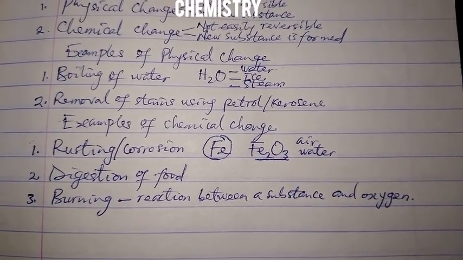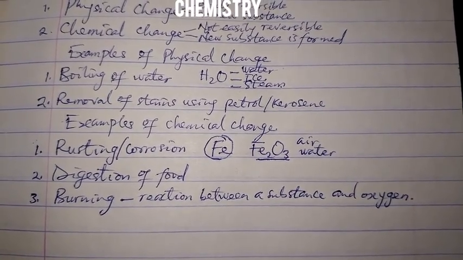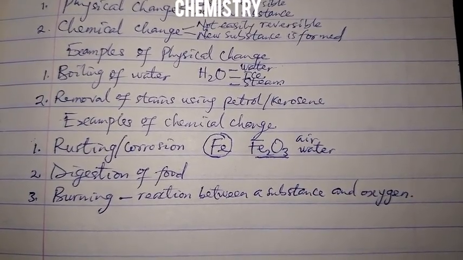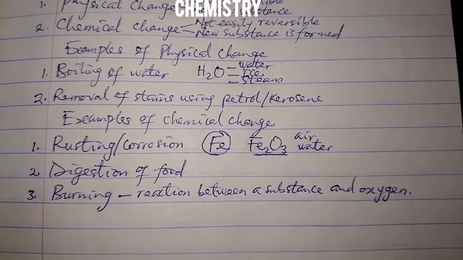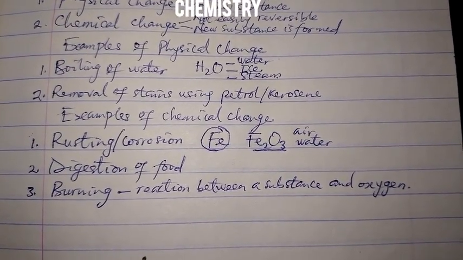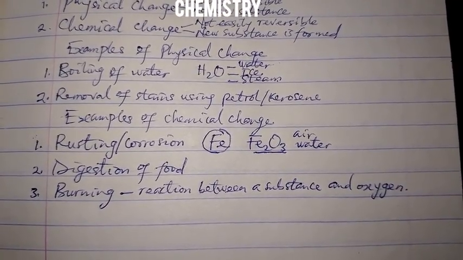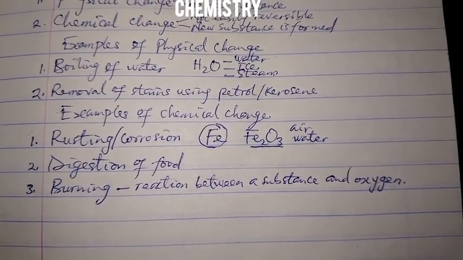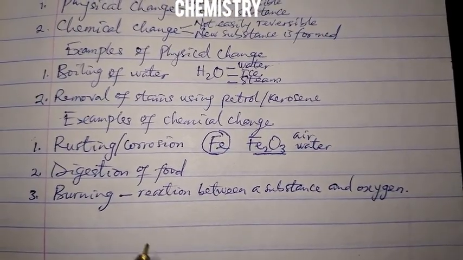Then examples of chemical change: you have rusting, in which iron is converted to iron(III) oxide. A metal, when exposed to air and water, changes form. It's difficult to reverse because a new substance is produced, so it's a chemical change. Digestion of food to its final form is difficult to reverse, right? Then burning: when a substance reacts with oxygen, it produces a new substance.